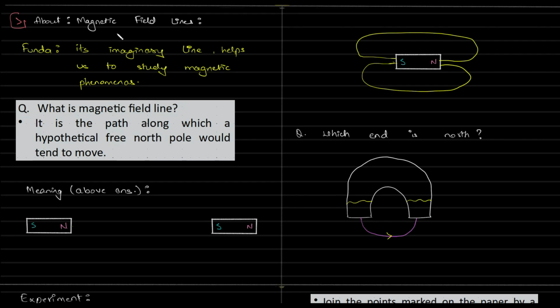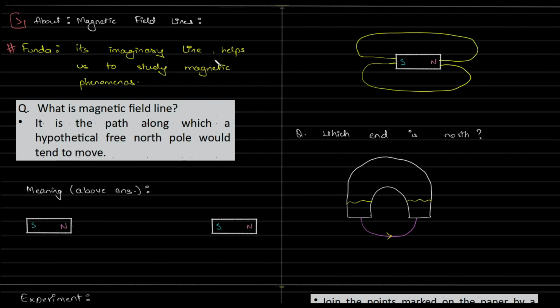So let's look into what is a magnetic field line and how this helps in studying magnetic properties and other things related to magnets, right? So the entire chapter depends on magnets and their relationship with current. The best way to approach a study of magnets is through the help of magnetic field lines. So what is the fundamental idea of magnetic field lines?